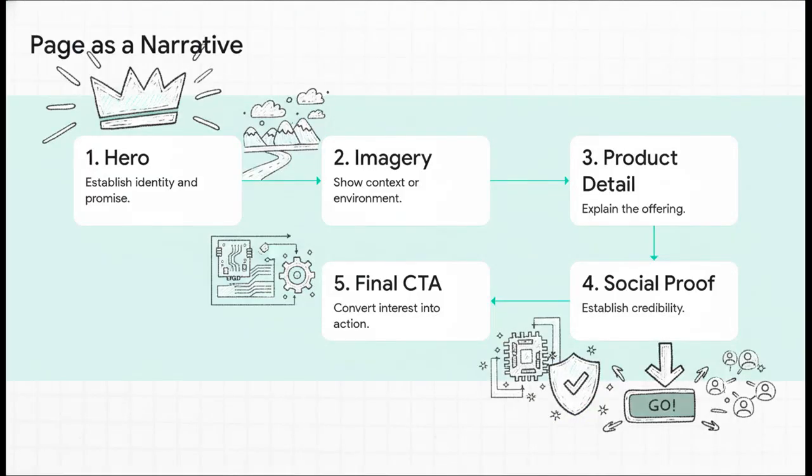Okay, one of the most powerful things you can do is treat your webpage like you're telling a story. Seriously. You guide the AI through the plot. Start with a hero section. That's your opening line. It makes a promise. Then bring in supporting imagery to set the scene. Follow that with the product details. Explain what you're offering. Then build trust with some social proof. And finally, end with a strong call to action that converts that interest.